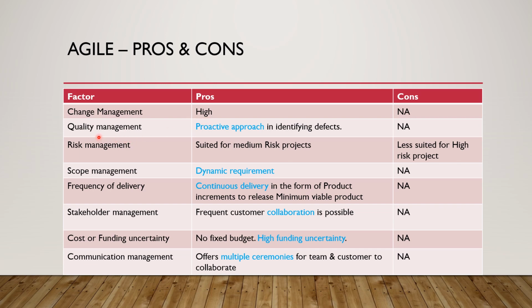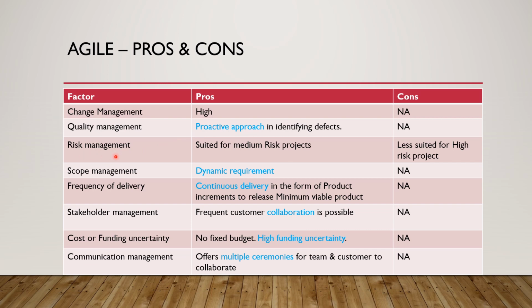Next is quality management. Since the requirements are likely to change, it is super important to have development and testing done in parallel within a time boxed fashion so that more defects can be proactively identified at the earliest. And this particular thing is offered by Agile, so it is again on the upside.